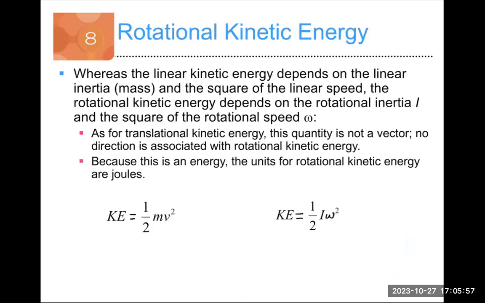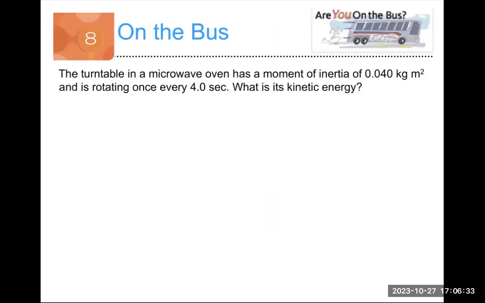We also have to consider our rotational kinetic energy. Just like we had linear kinetic energy that wasn't a vector, we have rotational kinetic energy that's also not a vector. The rotational kinetic energy is going to depend upon the rotational inertia and the square of our rotational speed. Our units are still going to be joules, so this would be our formula for our rotational kinetic energy, 1/2 I omega squared. Okay, let's look at a couple problems.